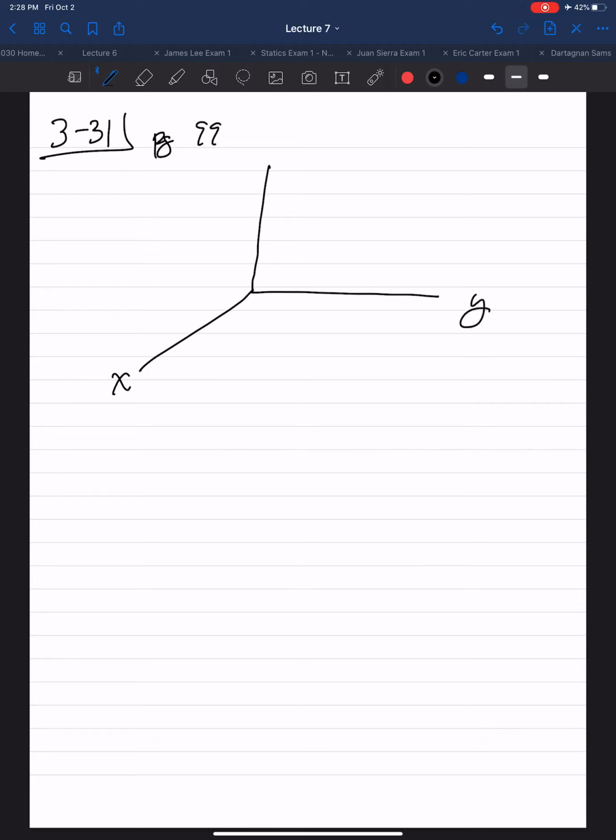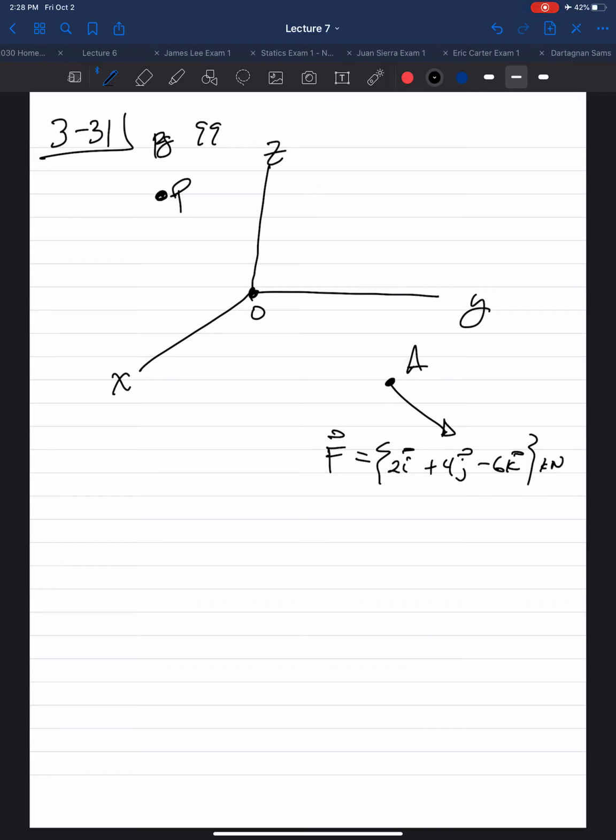Let's do another problem. Get 3-31 on the same page. Here, they want us to determine the moment of the force F about point P. So it's three-dimensional space, z-axis, y-axis, x-axis. It's our origin, O. We have some point here, P, and some point here, A, where the force F is given as 2i plus 4j minus 6k kilonewtons.